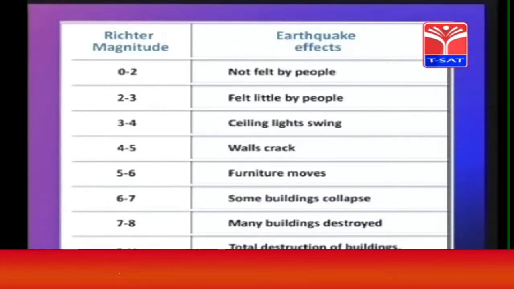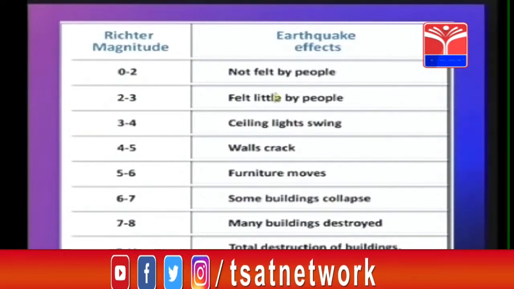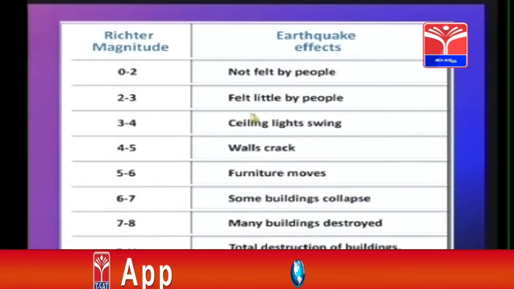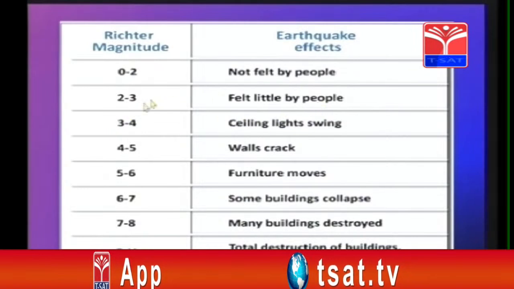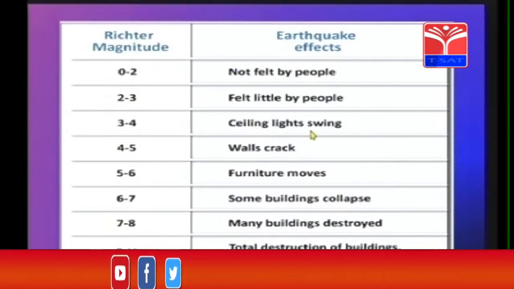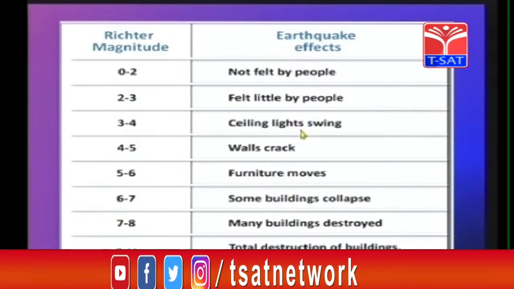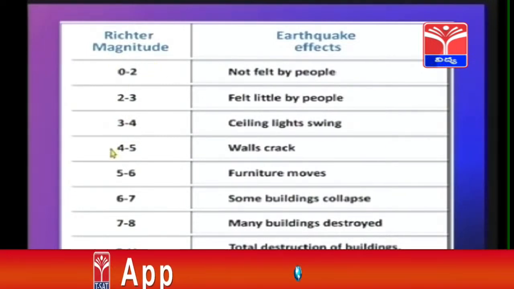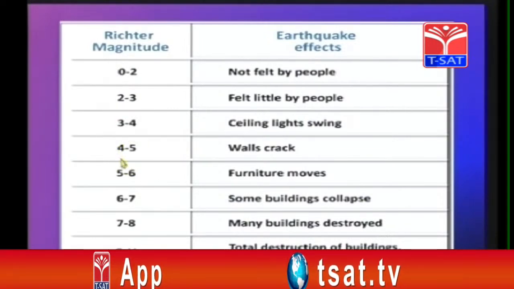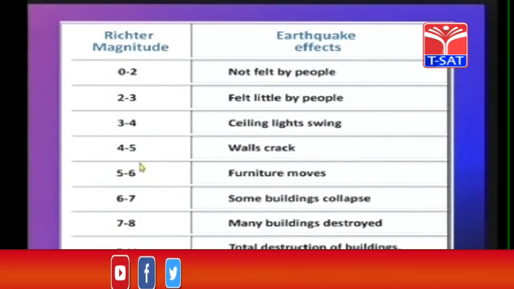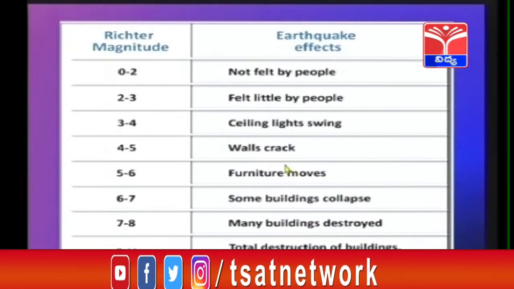Now, see the magnitudes and the earthquake effect, children. 0 to 2 on the Richter scale cannot be felt by the people. If the magnitude of the earthquake is 2 to 3, then it can be felt a little by the people. And if the magnitude is 3 to 4, then the ceiling lights will swing. That means you can just see the trembling of the ceiling fans or the lights. And if the magnitude is 4 to 5, then the walls will crack. And if the magnitude is between 5 and 6, then the furniture starts moving.